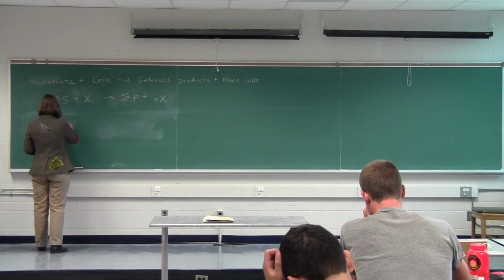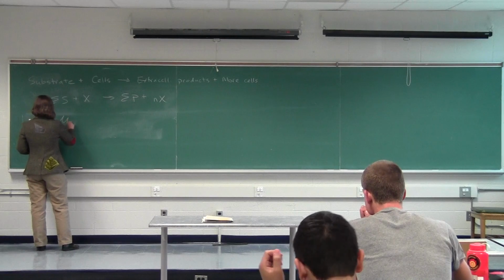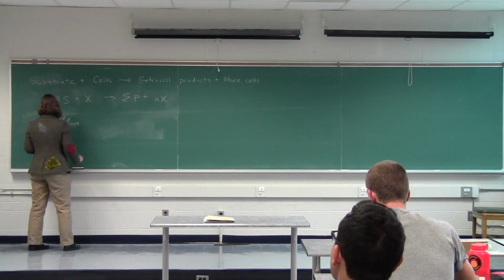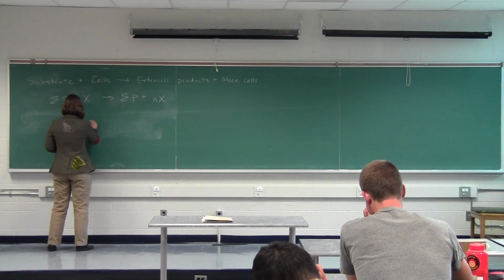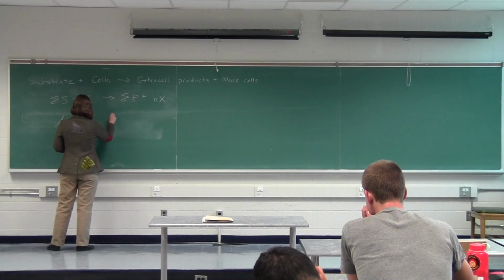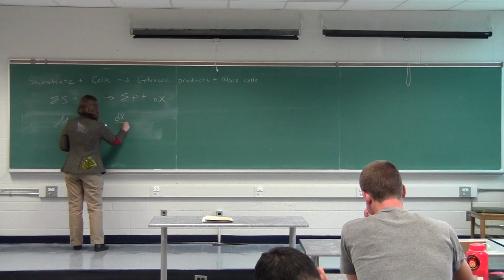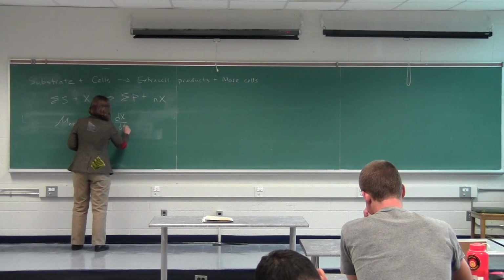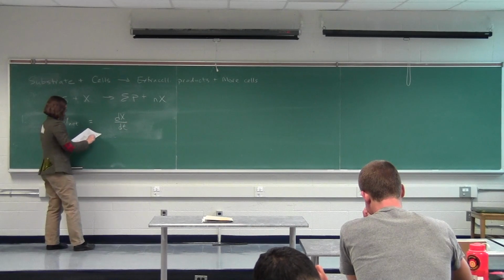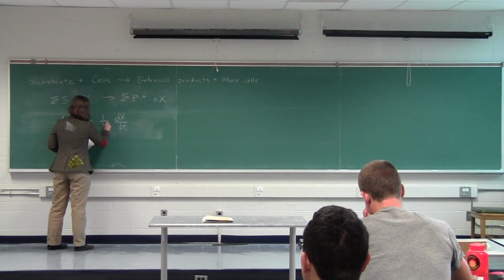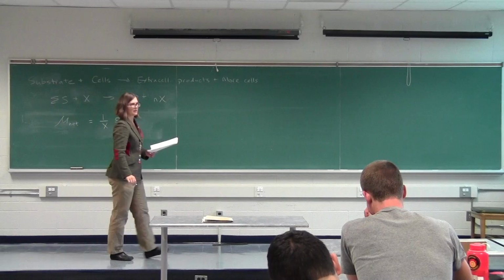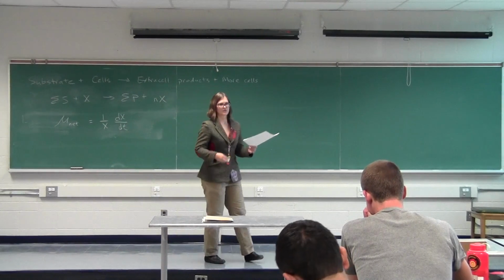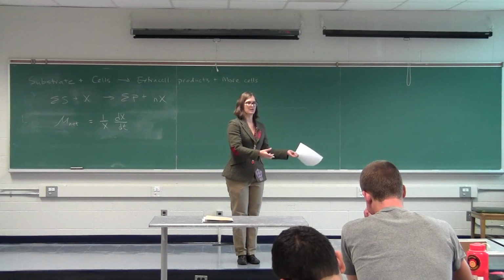So if we're now looking at net specific growth rate, we're going to basically define it as dx by dt. So that's your growth rate, but we're saying it's specific, so we're dividing it by the concentration of the cells that we've got there. So it's the amount of growth rate per cell concentration.